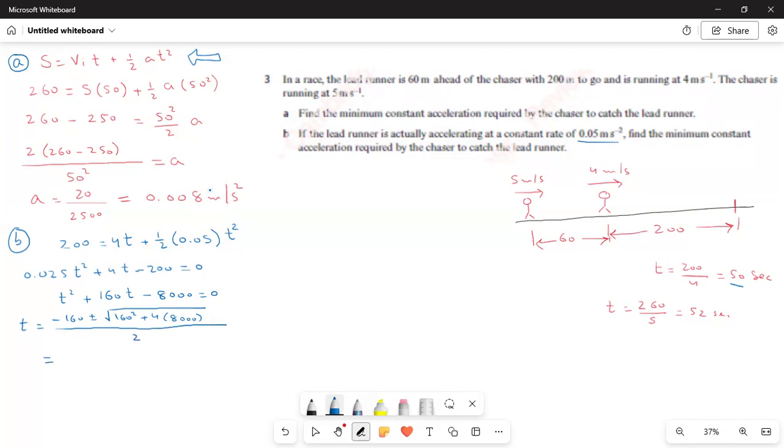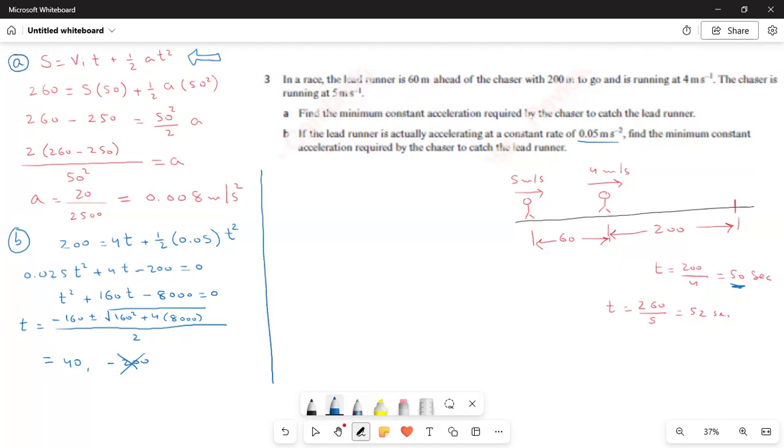So this solution gives me two values. One is 40 and one is minus 200. Of course the negative one does not make any sense, so we take 40 seconds. So you see, if he keeps going with the same speed, he will reach the end in 50 seconds. But if he's accelerating, he will reach there in 40 seconds, right? So now the chaser has to accelerate even more if he wants to catch up, right?